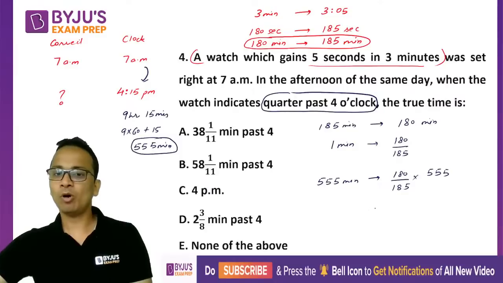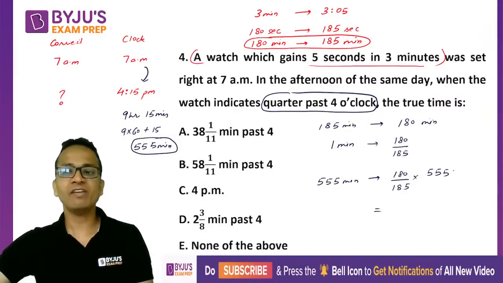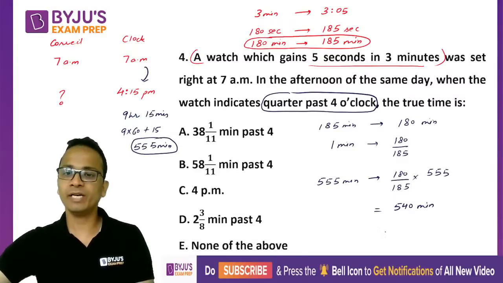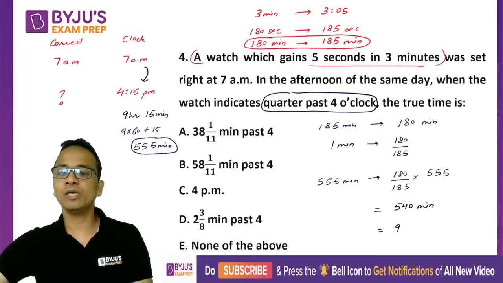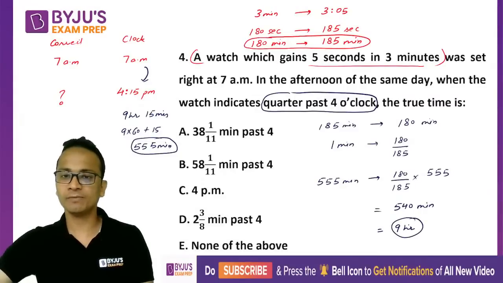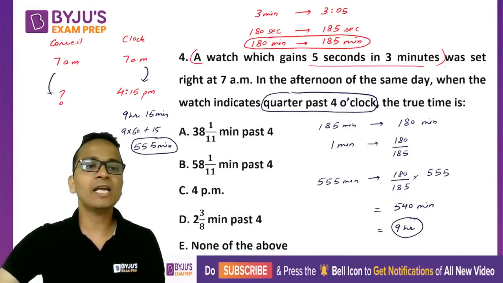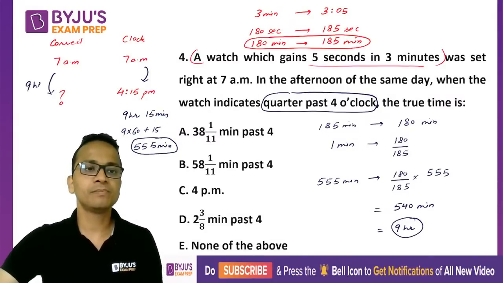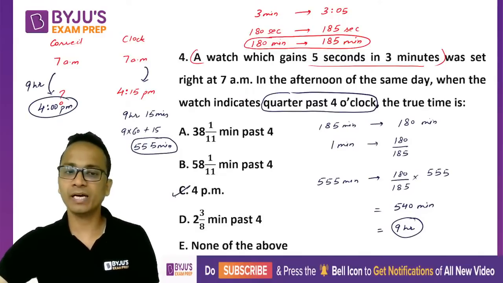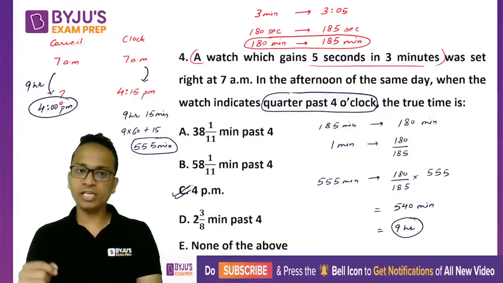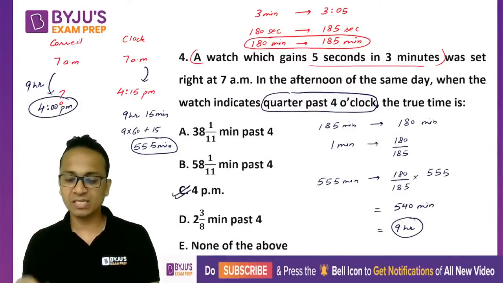So upon simplification, 185 into 3 is 555, and 180 into 3 will be 540. So the correct time that will have elapsed will be 540 minutes, and 540 minutes is equal to 9 hours. So just add 9 hours to this 7 a.m. 7 a.m. plus 9 hours will give you 4 p.m. exactly. So 4 p.m. will be the correct time when the faulty clock is showing 4:15 p.m.